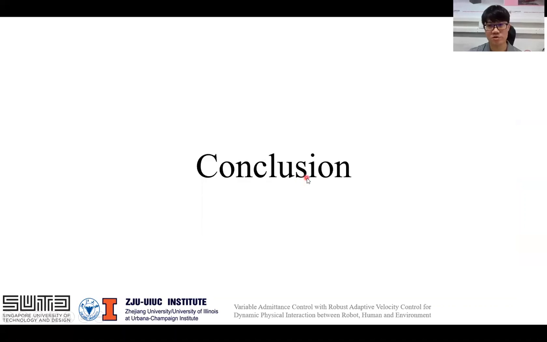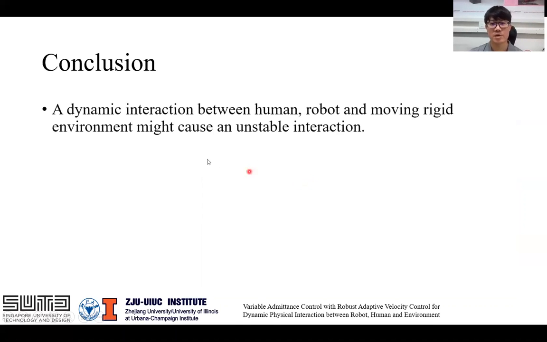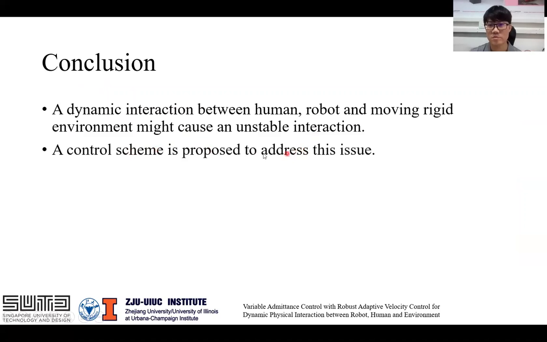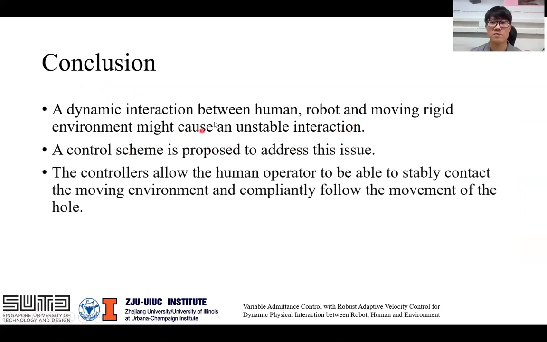So lastly is our conclusion. In this paper, we try to solve the issue where dynamic interaction happens between the human, robot, and moving environment. And this dynamic interaction may cause unstable interaction. So we propose a control scheme to address this issue. The goal of this control scheme is to allow the human operator to stably contact the moving environment. And also at the same time, the cooperation is compliant so that he can follow the motion of the hole.